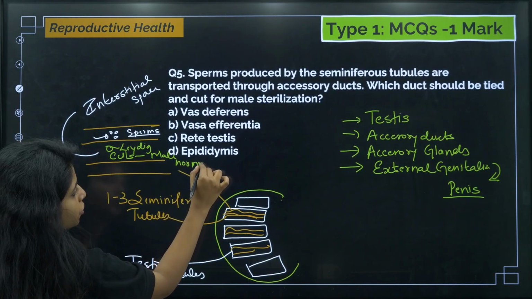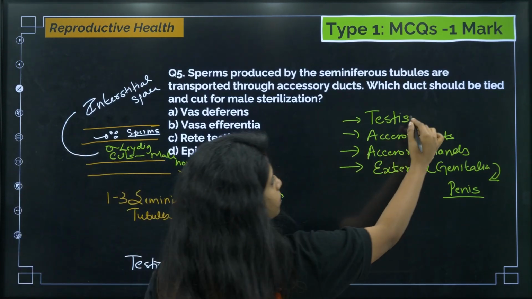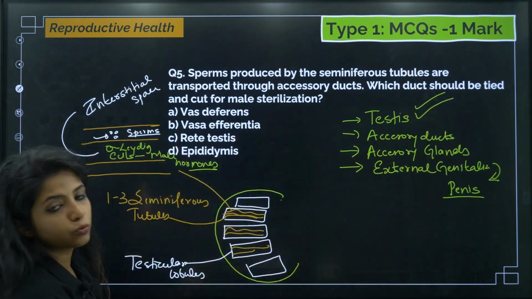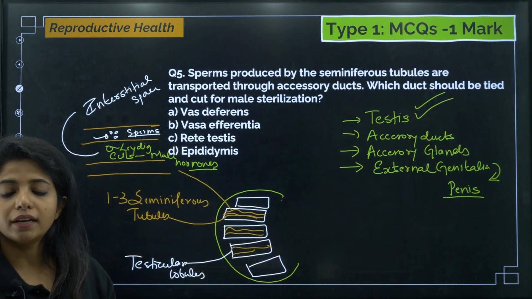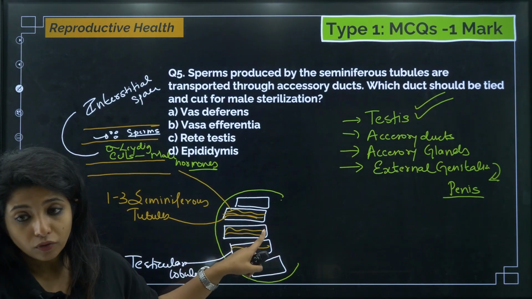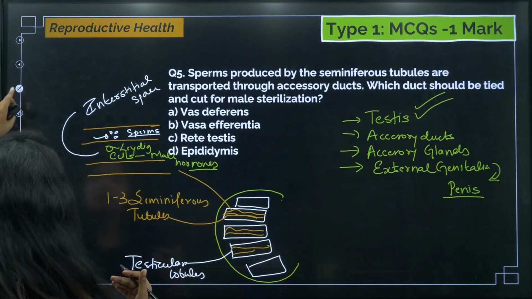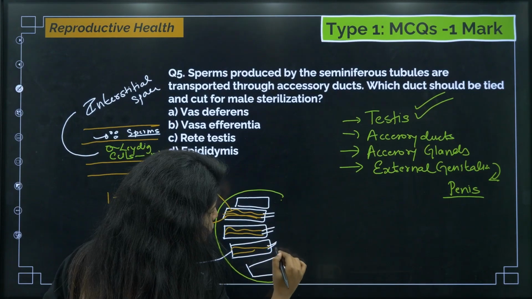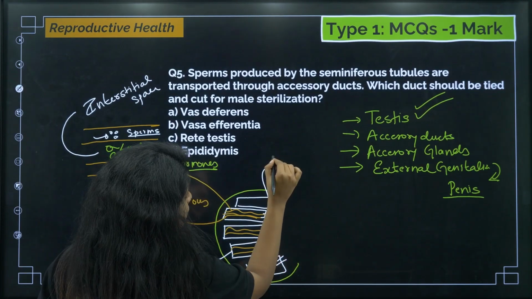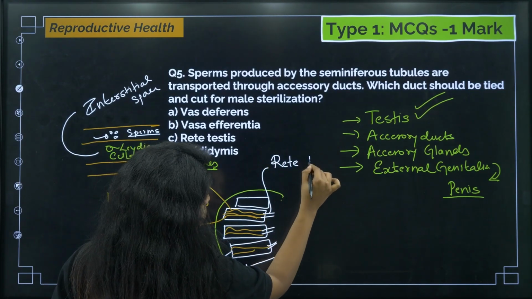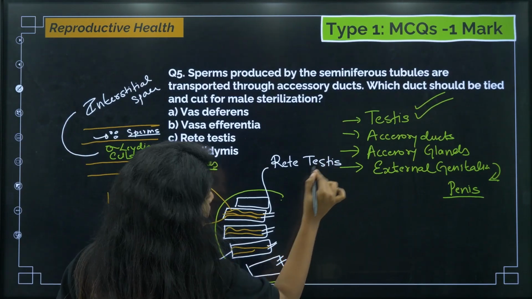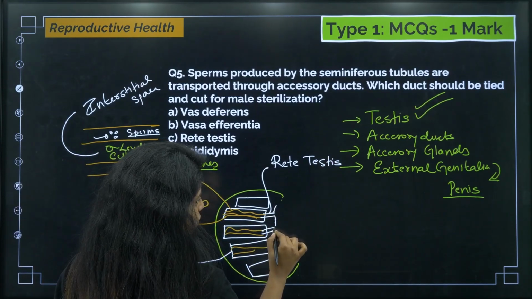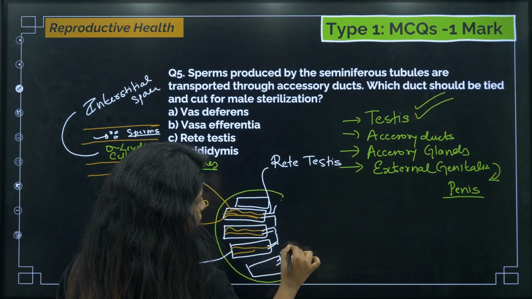So my two conditions of the testis are done. One is to form sperm, it is done. The other is to form the male hormones, that is the androgens. Male hormones, what do you call them? You call them androgens. That is also done. Now the sperm which is made over here has to be transported. So the first duct that comes into play is what? Rete testis. Rete testis. Fine. Rete testis comes here and forms something like this.